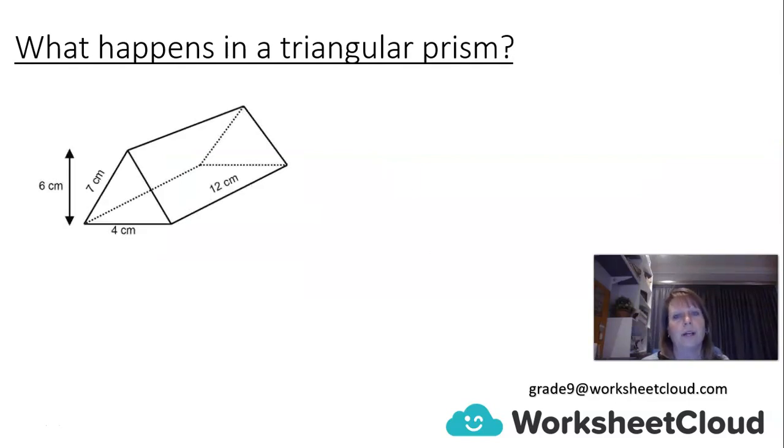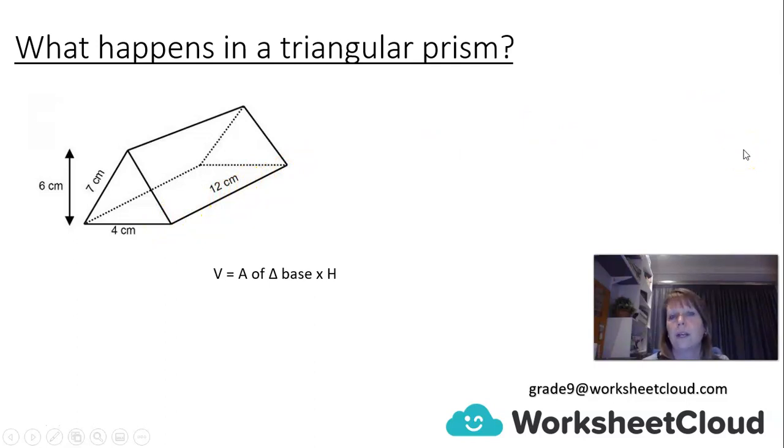Let's carry on and look at a triangular prism and see what happens here. So here we have our triangular prism, and we are going to work out the volume for the triangular prism. We know that the volume is the area of the triangular base, which is this one, times the height, which is that there. Everybody happy with that?